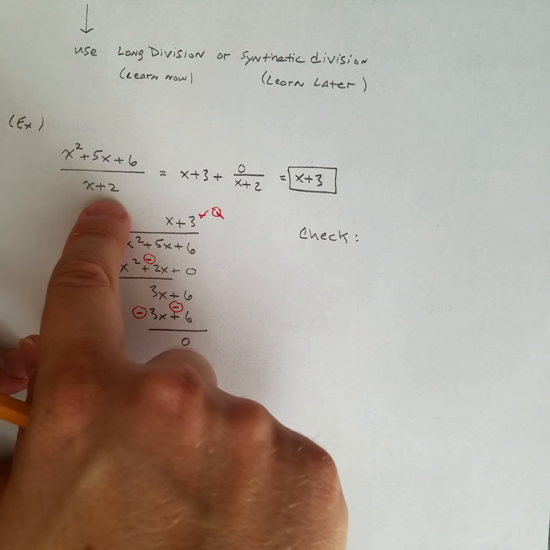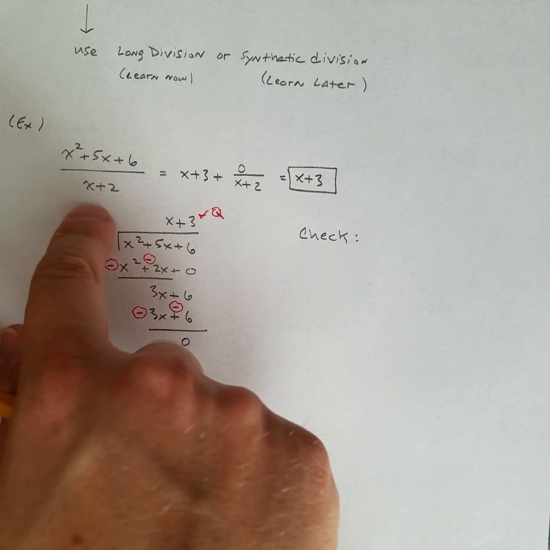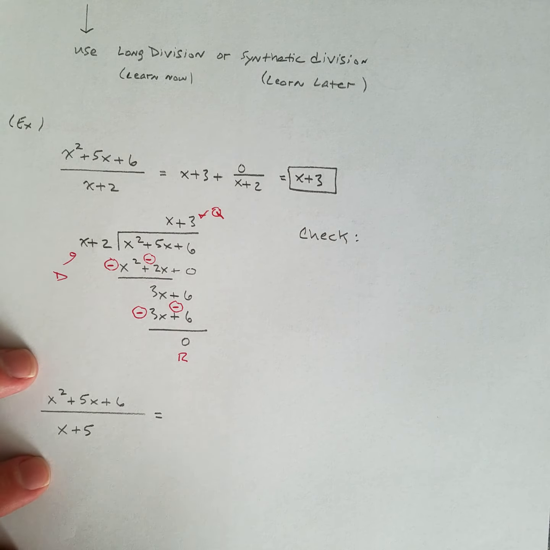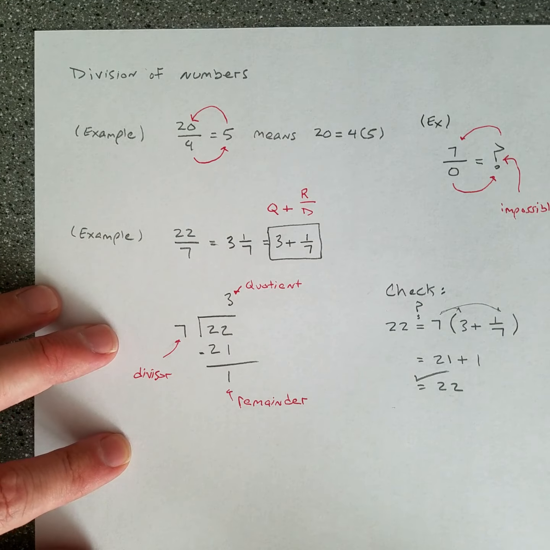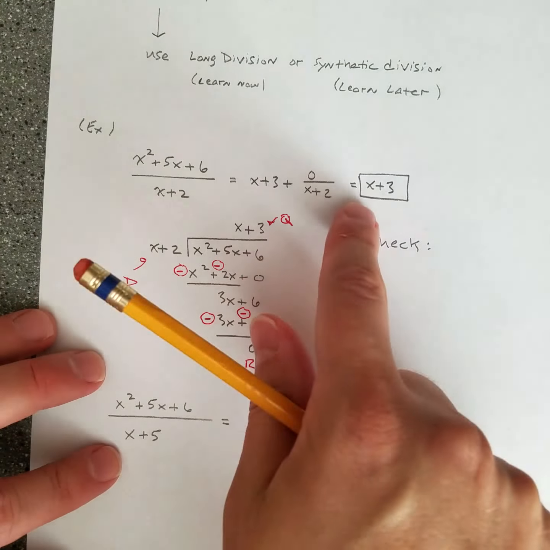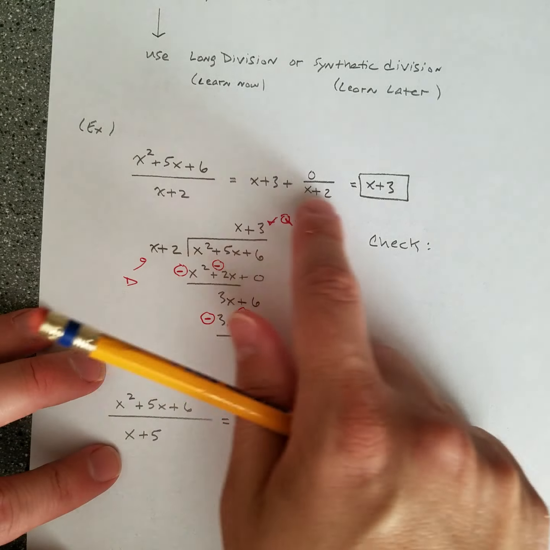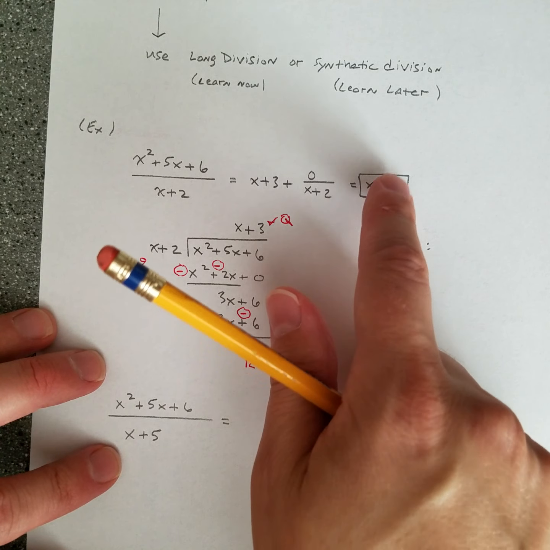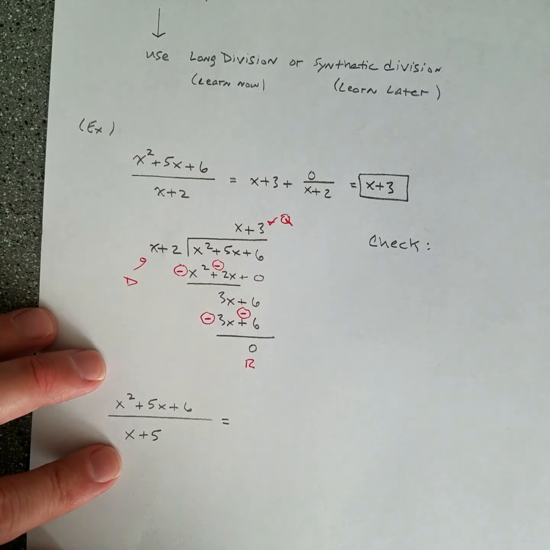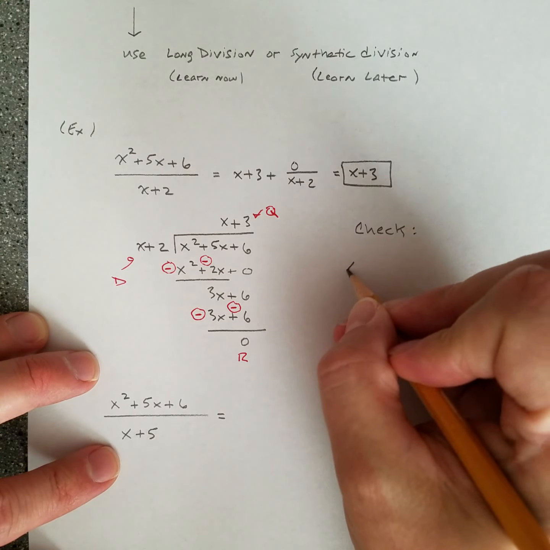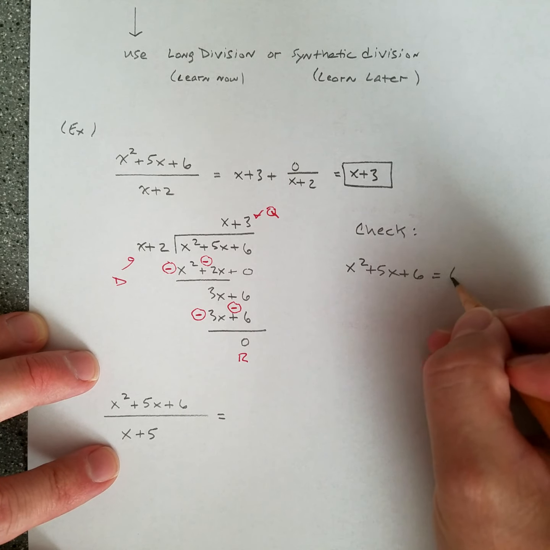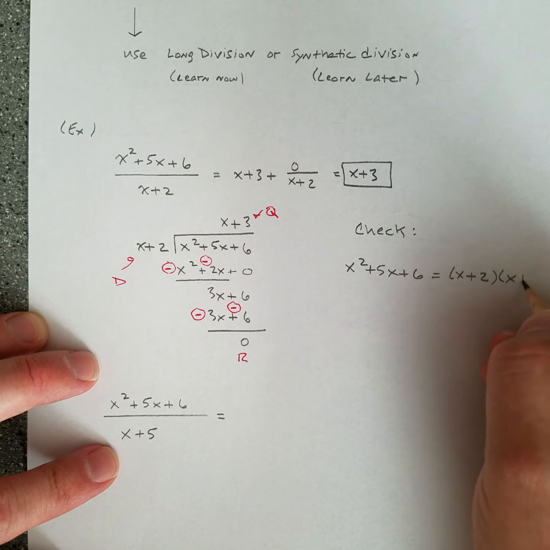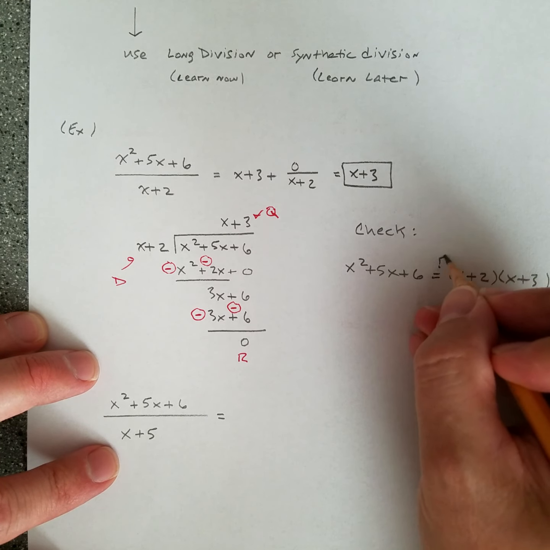What would make the answer to this division equal to x plus 3? What makes 20 divided by 4 equal to 5? The fact that 4 times 5 is 20. So if that's right, then x plus 2 times x plus 3 must give you x squared plus 5x plus 6. Is it true that x squared plus 5x plus 6 is equal to x plus 2 times x plus 3? Are we right?